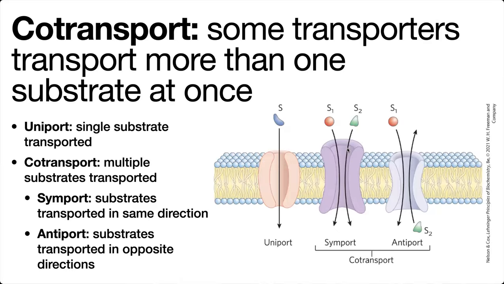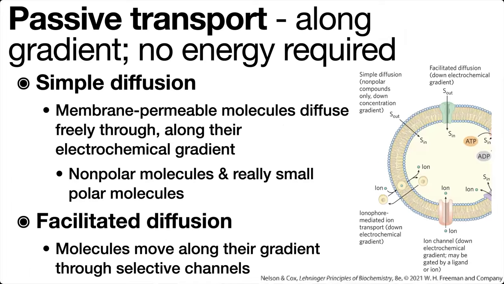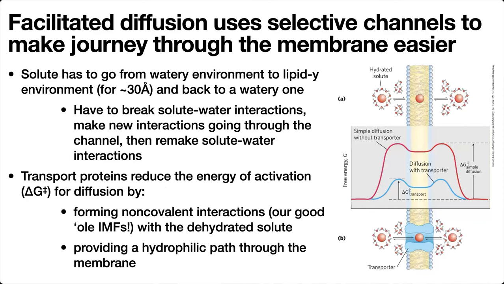For passive diffusion, these are just going to be these channels that the molecules can move through, and so we'll see how these can be gated channels, but the molecules are going to be diffusing through those channels based on their electrochemical gradient. The channels are going to make it so that there's a hydrophilic passage from one side of the membrane to another. So the solute is going to go from a watery environment to a lipidy environment and back to a watery environment. This membrane is going to be about 30 angstroms long, so you don't need to know these distances again. But what's important to know is that this molecule is going to be hydrated on one side, so it's going to be surrounded by water.